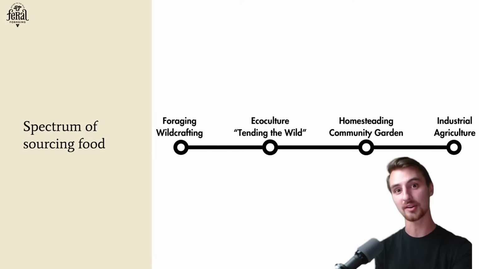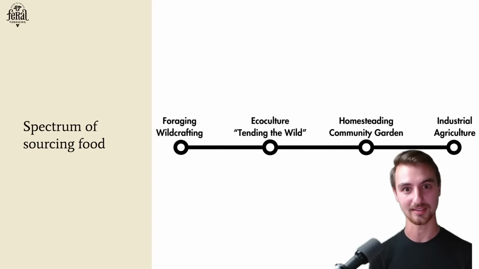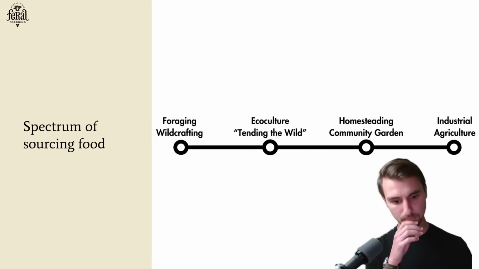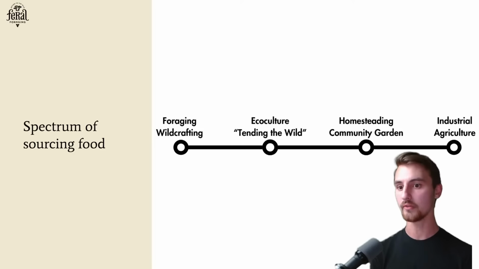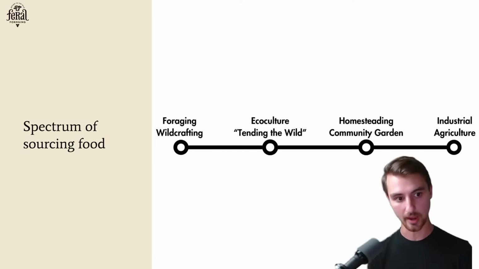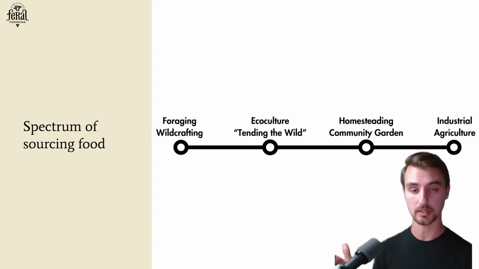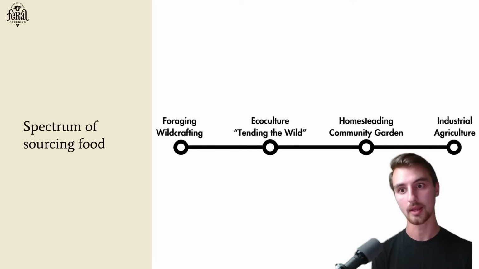Nature is reaching out its hand to us saying, come on, we need to work together. And I think that with foraging, we can really accept that invitation from it. So the way I see it, of all of these different ways that we can get food, on this far right side we have industrial agriculture. That's the furthest that we can get away from nature. And then foraging and wildcrafting, to me, is the closest that we are in communion and harmony with nature.